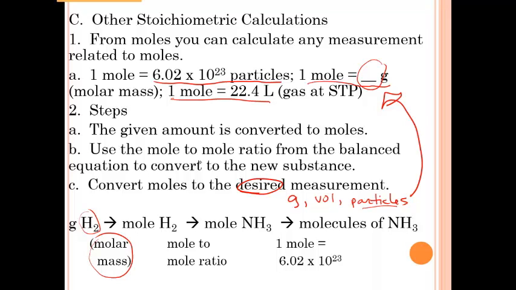Now the next step says we want to use our mole-to-mole ratio. So we take our moles of hydrogen, we want to convert it to moles of ammonia, and we do that with our balanced equation. So we need to know the mole-to-mole ratio. We look at the coefficient in front of each of those, and that's what we're using for our number of moles. And then it wants to know molecules. So once we have moles of NH3, we can convert to molecules by using Avogadro's number. And because N and H are both nonmetals, this would be molecules. 6.02 times 10 to the 23rd molecules is equal to a mole.